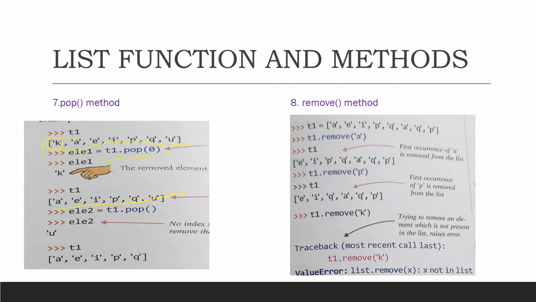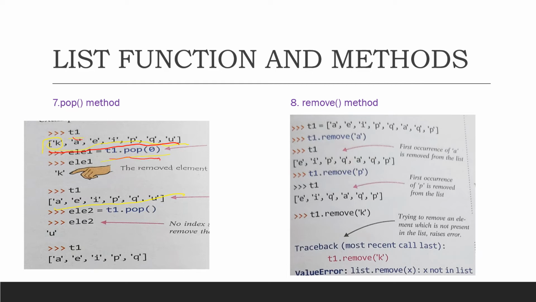Next one is pop. Pop is nothing but removing one character, wherein you give the index value of the item and not the value of the item. I don't guess you understood. Let's see an example. T1 is equal to, you gave a value as KAEIPQU. So now element 1 is equal to, the syntax is T1 dot pop 0.